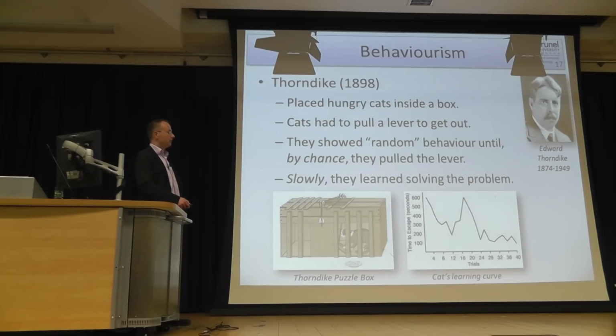So this is an example learning curve from a cat. Here you see the number of trials, and here how many seconds it took to escape from the box. 600 seconds are 10 minutes. You see that even after 20 trials, it took again 10 minutes for the cat to get out. Only after 40 trials, it's down to like 2 minutes. So even after 40 successful escapes, the cat hasn't learned to directly press the lever. This type of learning is very, very slow.